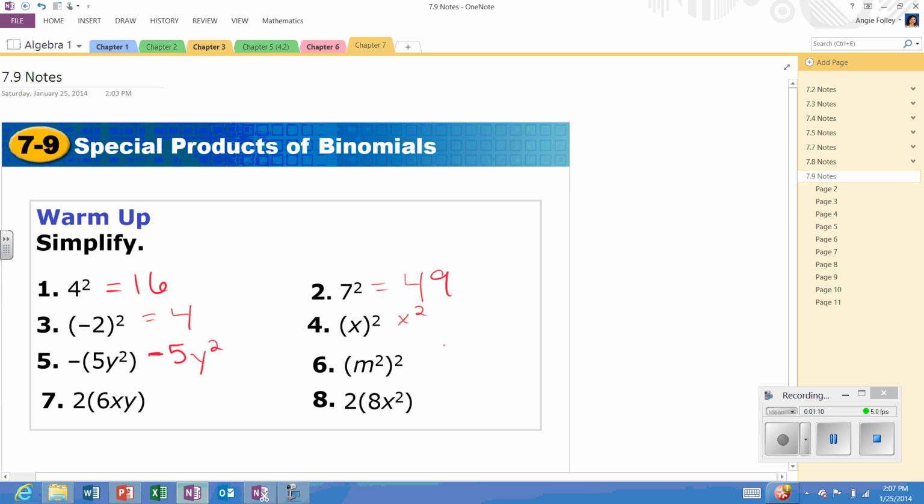Number 6, it's a variable with an exponent and then raised to another power, so those get multiplied together, so 2 times 2 equals m to the 4th. And we need to distribute this 2. Now, again, you only are multiplying the 2 by the constant, and the only constant is the 6, so that becomes 12xy. Okay? Again, here we need to multiply the 2 by the 8, so we get 16x squared.